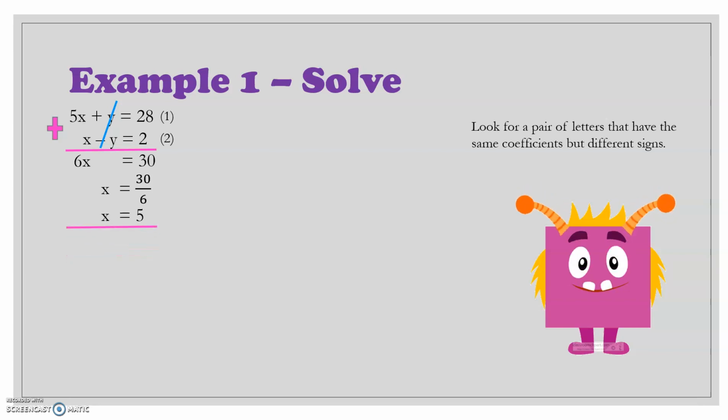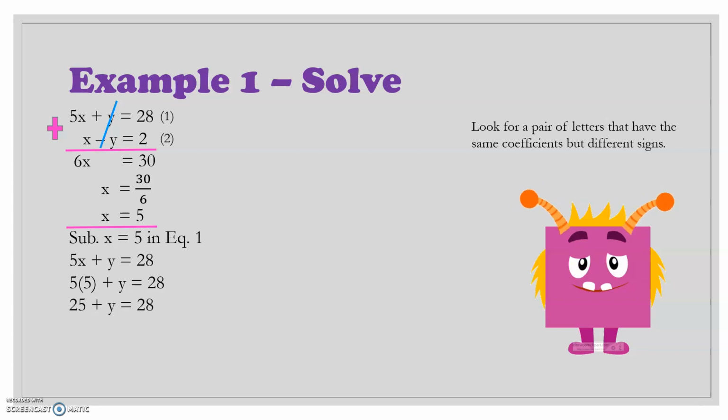Now let's continue on. What I'm going to do now, I'm going to substitute x equals 5 into equation 1. So I have 5x plus y equals 28. I rewrote it. Now I'm going to replace that x with 5. I know 5x means 5 times x. So it now becomes 5 times 5 plus y equals 28. 25 plus y equals 28. And now I have a one-step equation that I can solve by subtracting 25 from both sides. So y equals 28 minus 25. y is equal to 3.